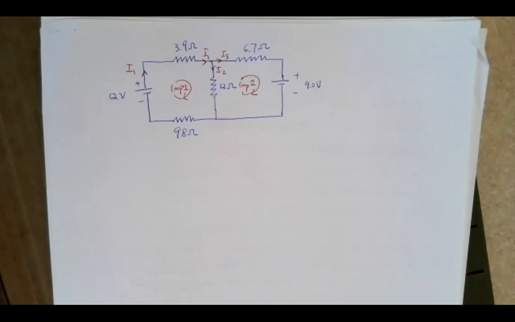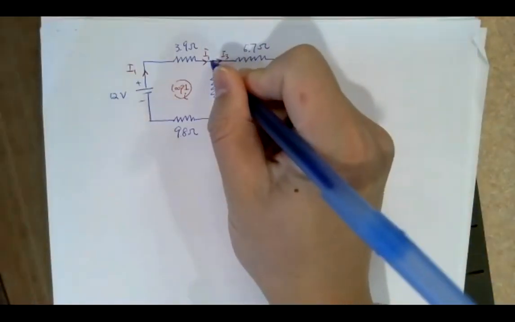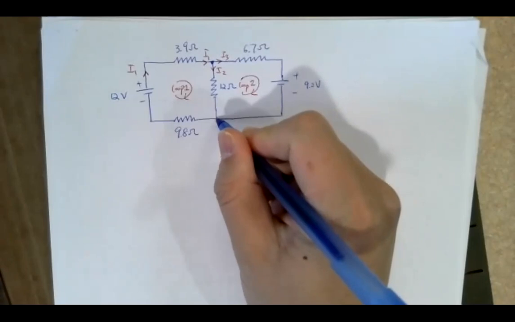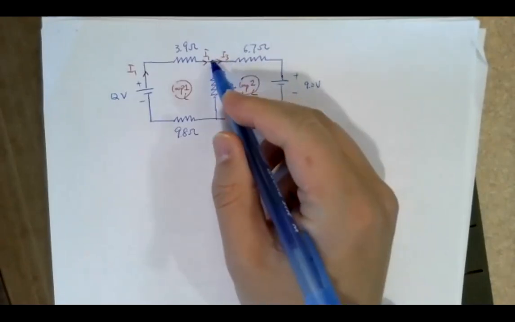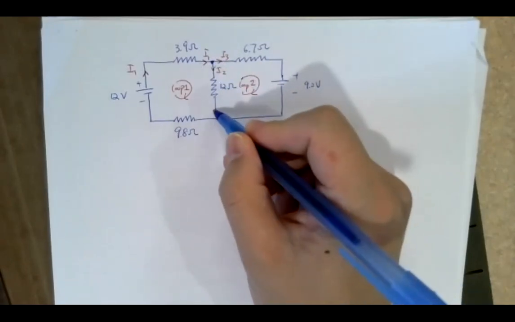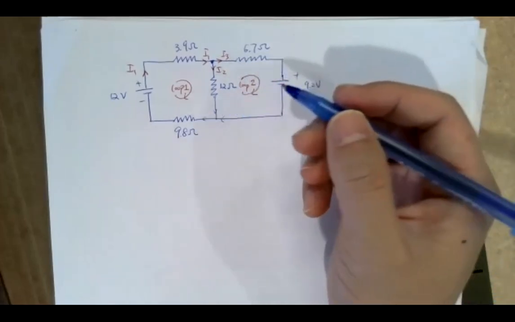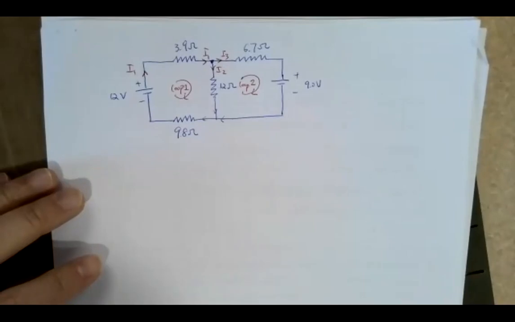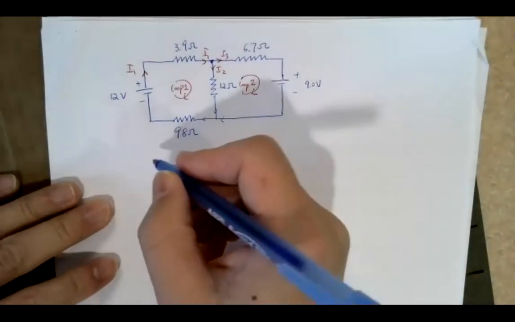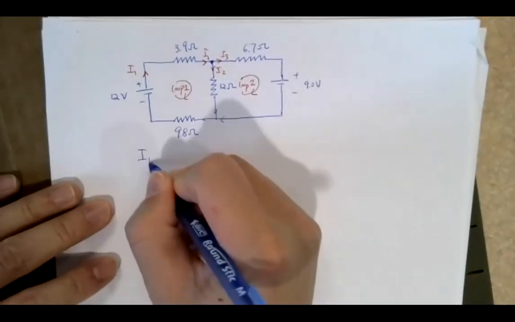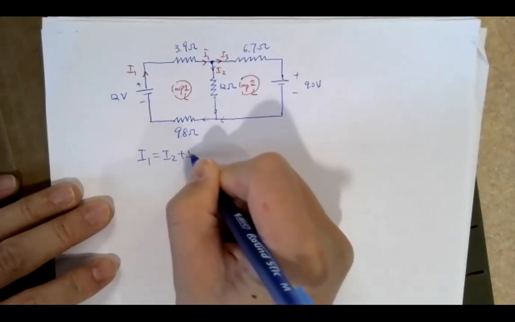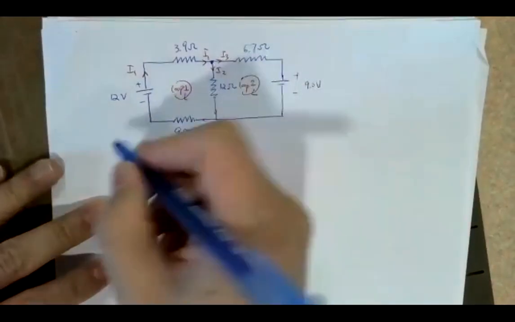All right, so let's take a look here. You can apply the junction rule once. At this junction and at the other junction you will get the same equation, because I2 comes in, I3 comes in, and I1 goes out. So those two junctions will give you identical equations, so we'll just apply one of them. So I1 equals I2 plus I3, for the junction rule here.